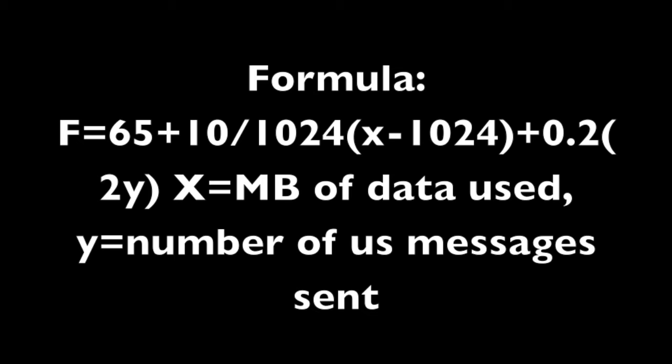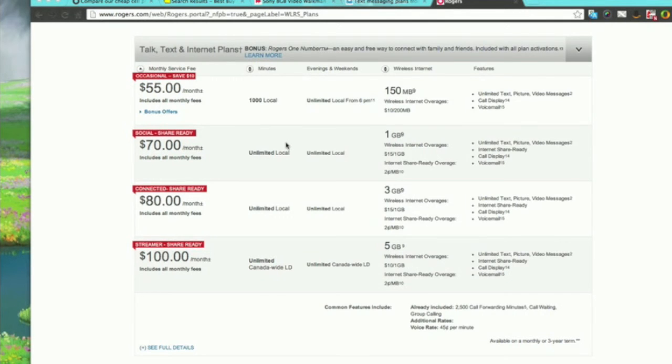And for the formula, as you can see, there's a $65 basic fee, and the next polynomial signifies the data overage, which I don't really need to pay, and the next polynomial signifies the cost for my US messaging. Here you might ask why I did 2y instead of y. It's because it costs both for sending and receiving, so I have to double the fee. And next we come to Rogers.